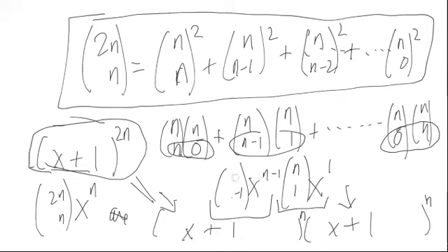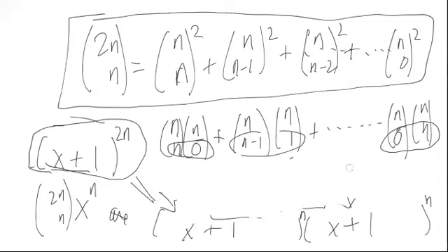Let's just particularly look at one thing that we might have. One thing that we might have is x to the n minus 1, because of the nth power, right? So what's the coefficient of that? n choose n minus 1.